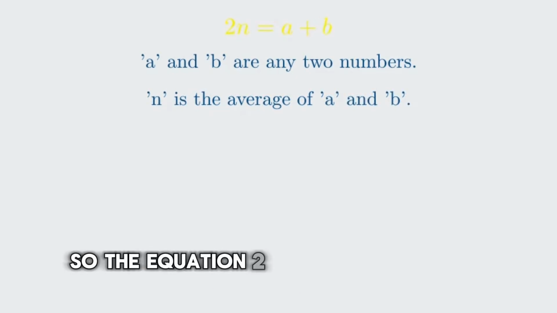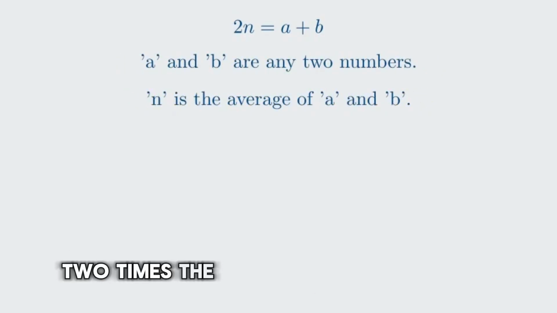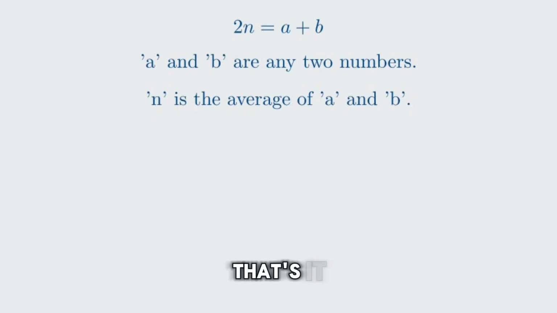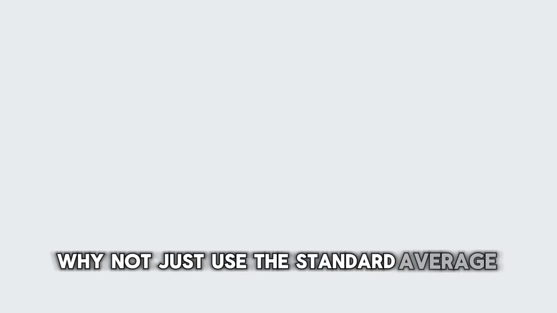So the equation 2n equals a plus b is simply a way to say 2 times the average of two numbers is equal to the sum of those two numbers. That's it. Now you might be wondering, why write it this way? Why not just use the standard average formula? And that's a great question.